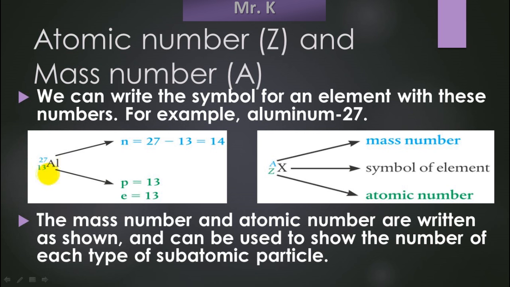So based on this information, we can calculate how many protons, neutrons, and electrons an atom of aluminum-27 has. 13, the atomic number, is the number of protons and electrons, and 27 is the number of protons plus the number of neutrons. So the number of neutrons would equal the total number, 27, minus the number of protons, which we get from the atomic number, equaling 14. So the number of neutrons is 14, and the number of protons and electrons is 13.